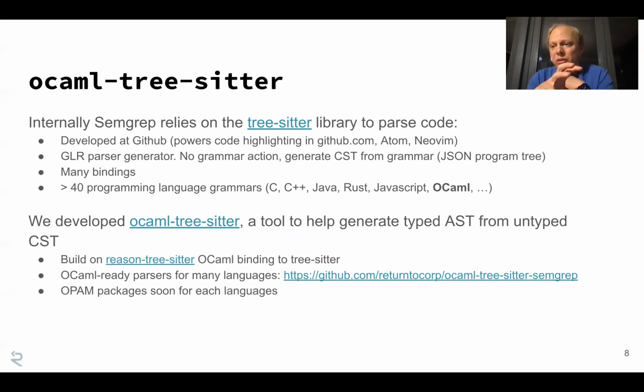On top of tree-sitter, Martin Jambon developed ocaml-tree-sitter, which is a tool to help generate a typed AST from the untyped CST. Hopefully we will release OPAM packages soon so that each language of tree-sitter can be a separate OPAM package, so that you can easily write a custom tool without having to reinvent a parser for Python or JavaScript or whatever.